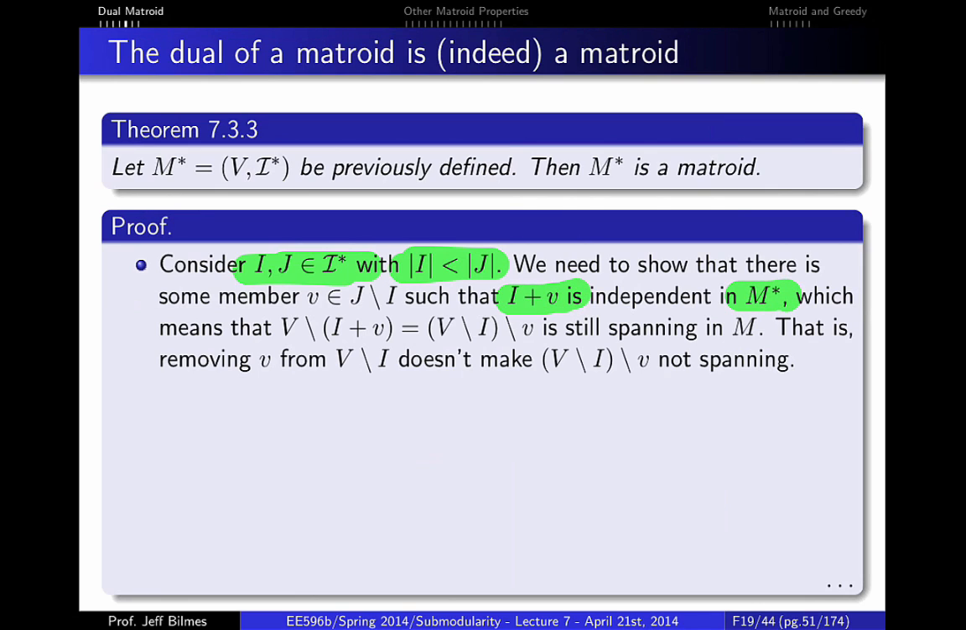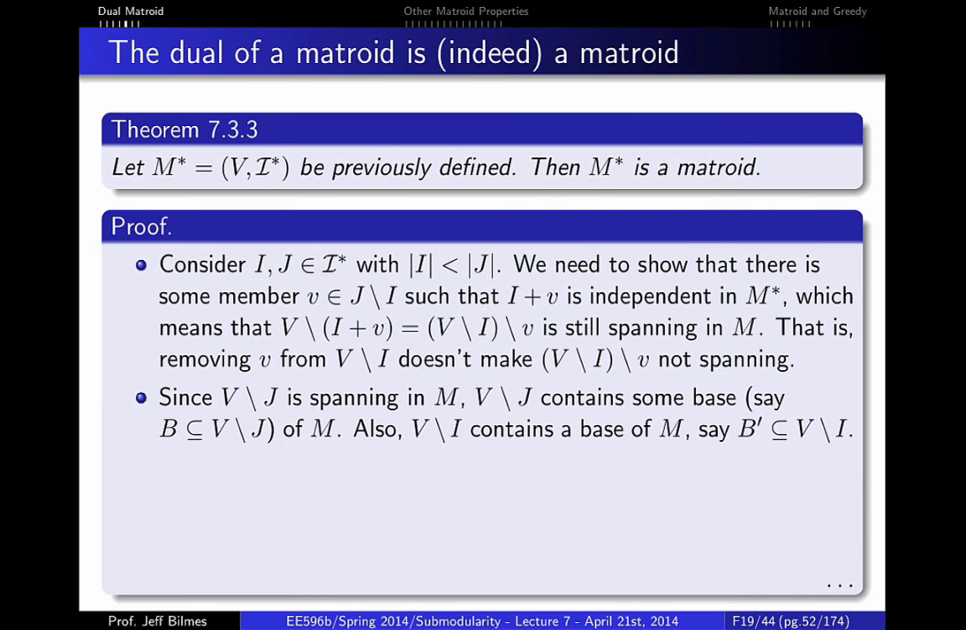To show that, we know that V except for I is spanning in the primal. So we need to make sure that there exists a member of J such that if we remove it from V except for I, namely V except for I except for v, it continues to be spanning. It doesn't have to mean that all members of J have that property. There has to exist at least one in J that has that property, so removing it doesn't make this non-spanning.